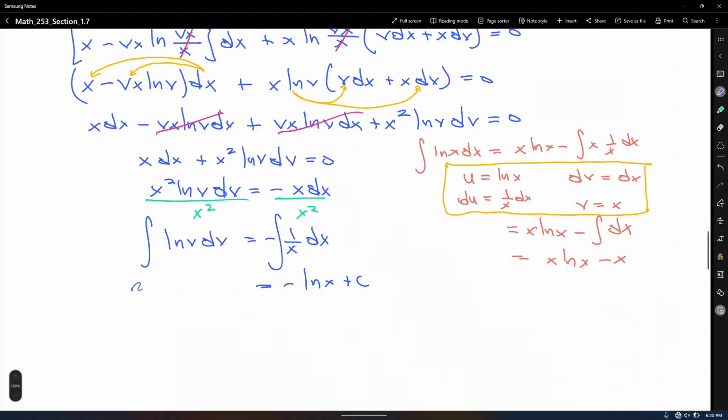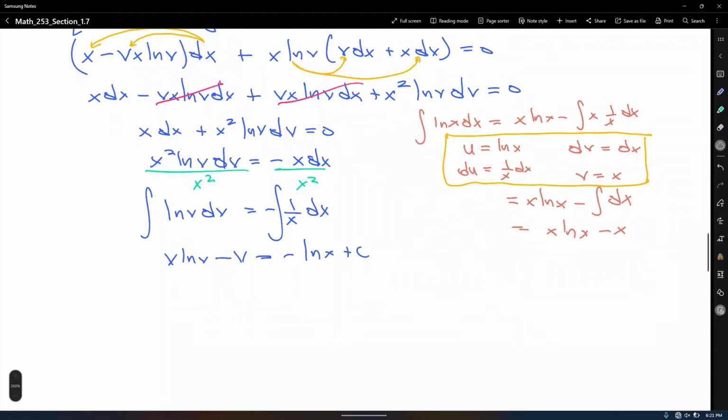So this will be v ln of v minus v equals negative ln of x. And guys, don't even try, we can't solve for v in this case. So simply back substitute for v.